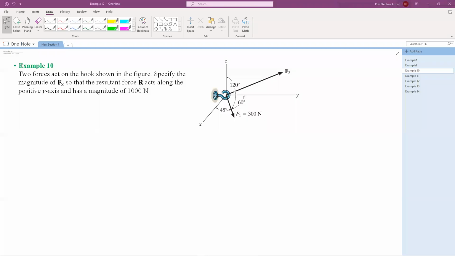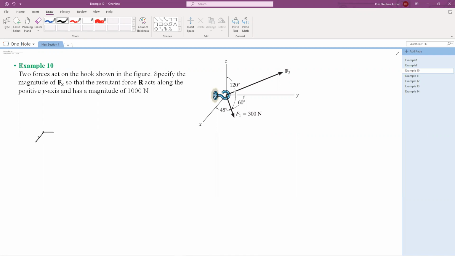Once again, I think the internet went off. So let me continue. I was going to work this example. So we write each of the forces, including the resultant, in i, j, k. Okay, so let's start with F1.